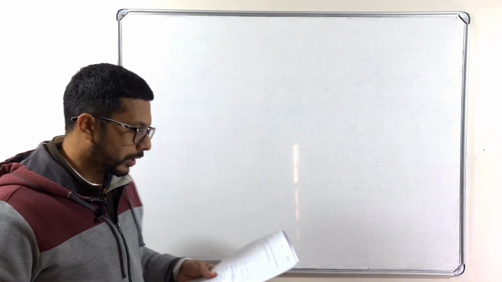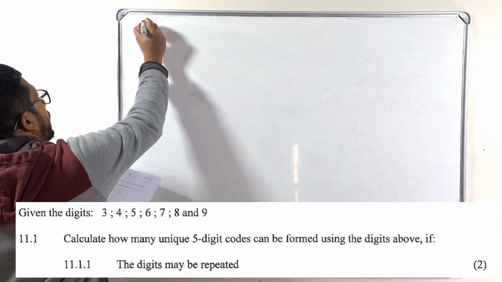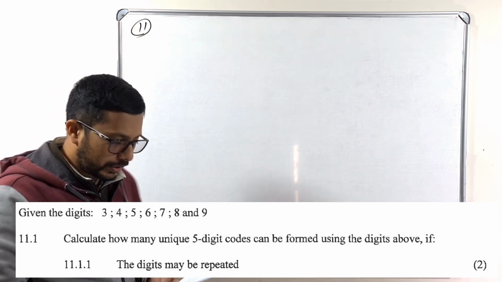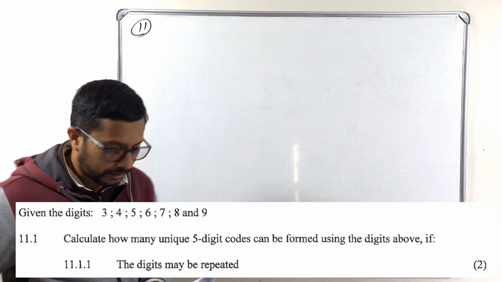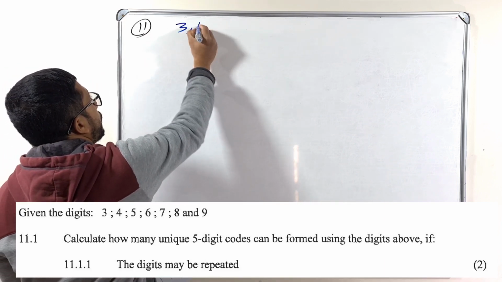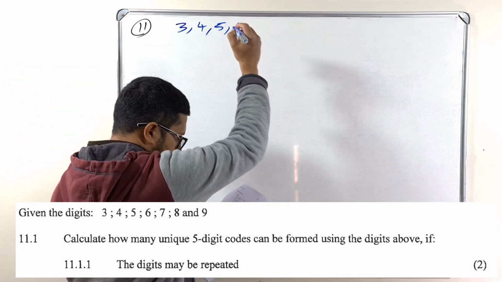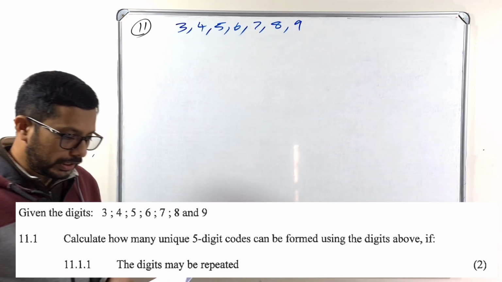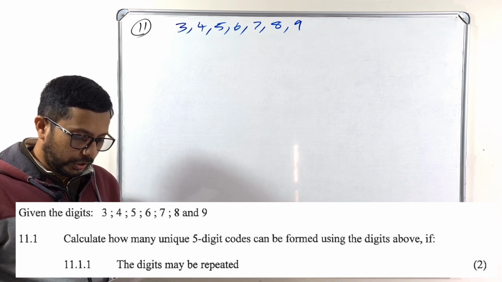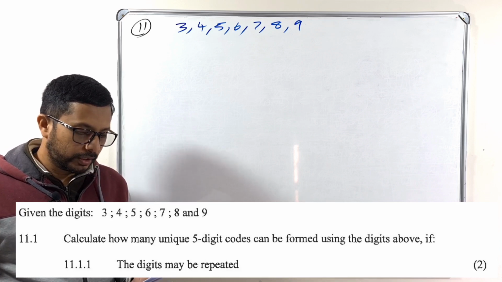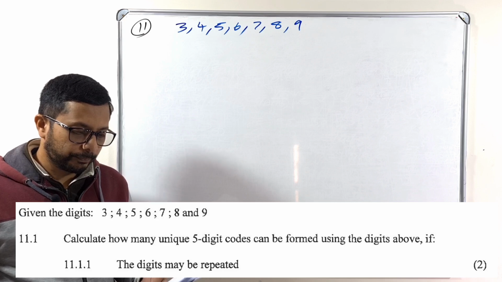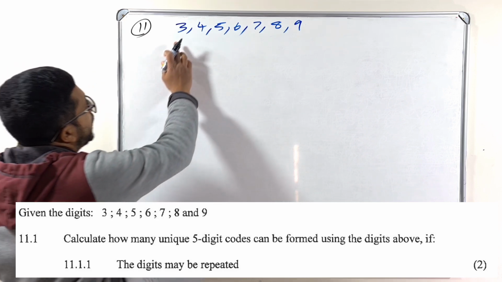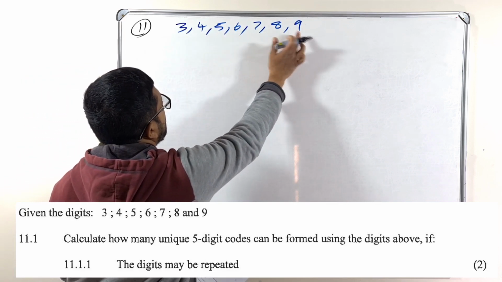November 2018, question number 11. Given the digits 3, 4, 5, 6, 7, 8 and 9. So what are the digits given? 3, 4, 5, 6, 7, 8 and 9. These are the given digits. 11.1. Calculate how many unique 5-digit codes can be formed using the digits above. So how many numbers are here? 1, 2, 3, 4, 5, 6, 7 numbers are there.